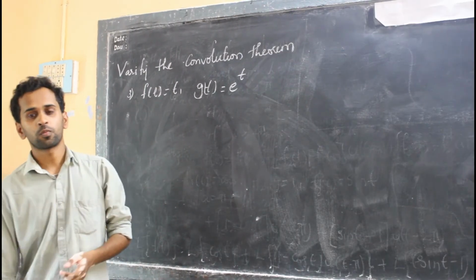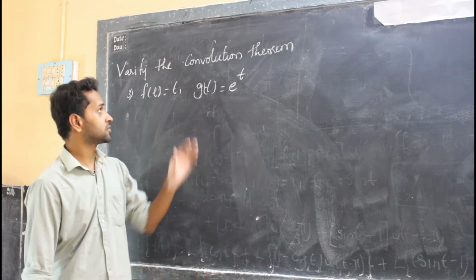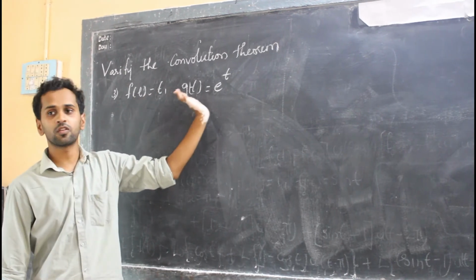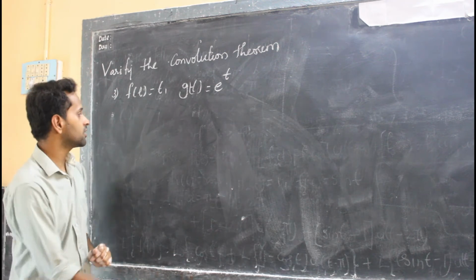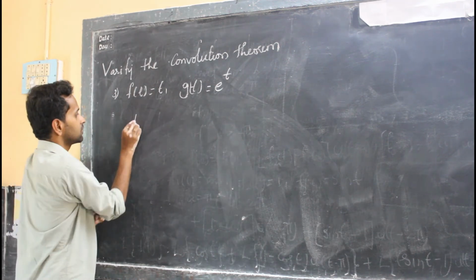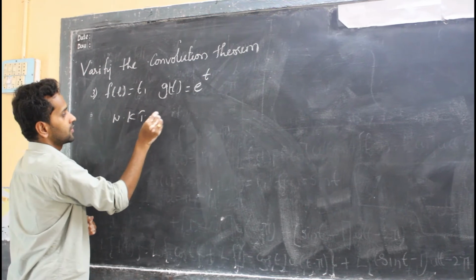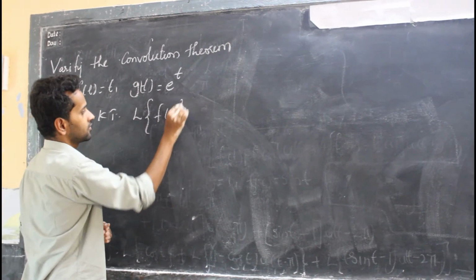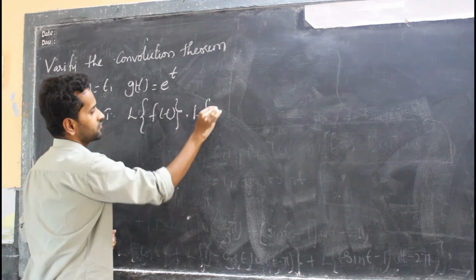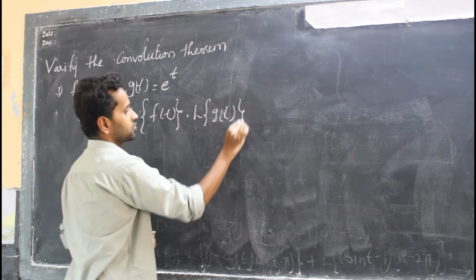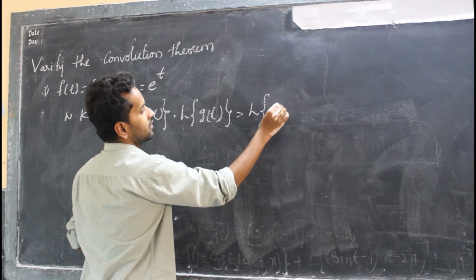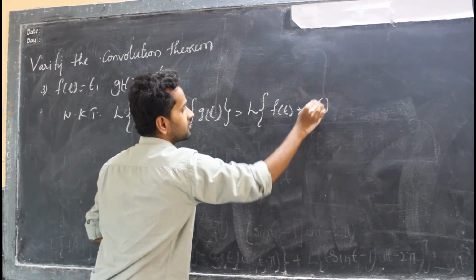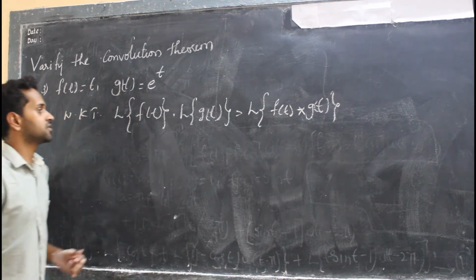So let us consider one more problem on convolution theorem. Let us verify the convolution theorem for f of t equal to t and g of t equal to e to the power of t, as given here. So first we know the convolution theorem: Laplace transform of f of t into Laplace transform of g of t equal to Laplace transform of convolution of f of t and g of t. So I am considering LHS here.